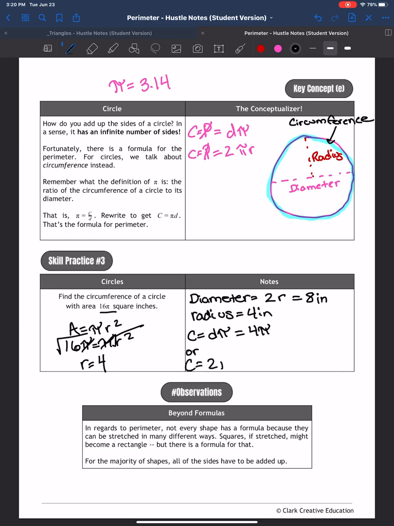Or 2 pi r, which would be 2 times pi times 4, which would equal 8 pi. And this is an 8 because our diameter here is 8. Okay?